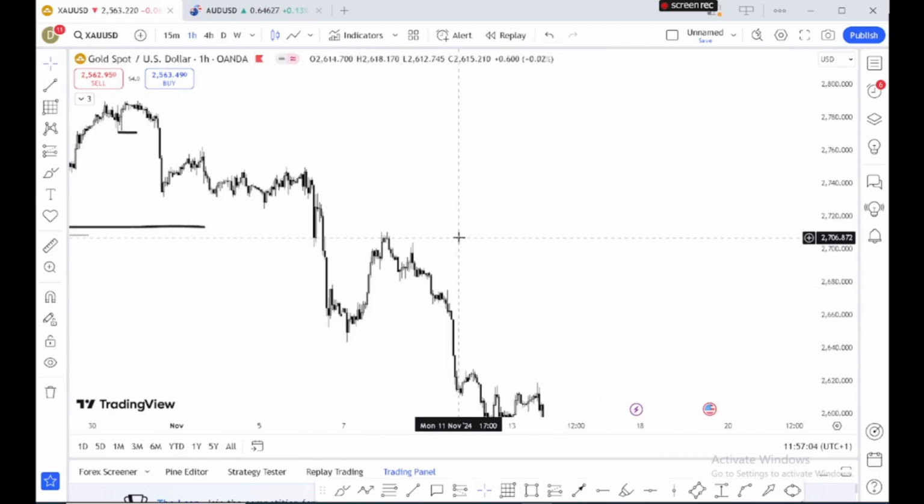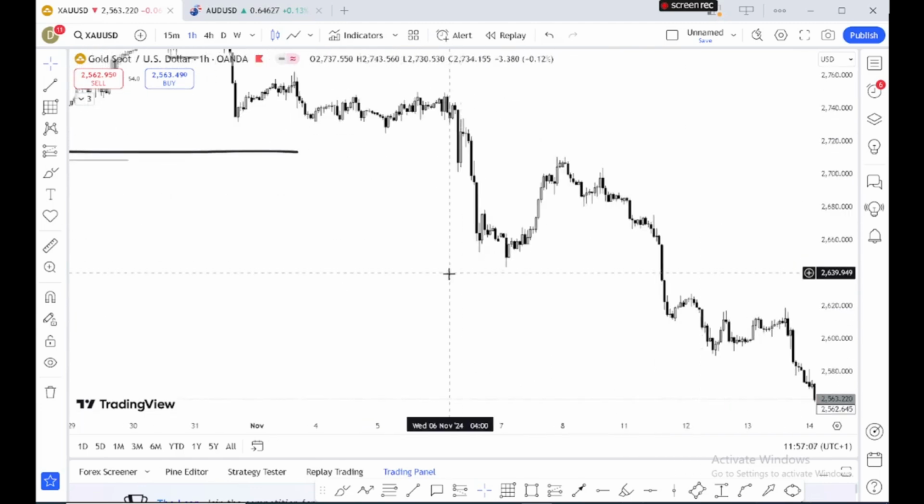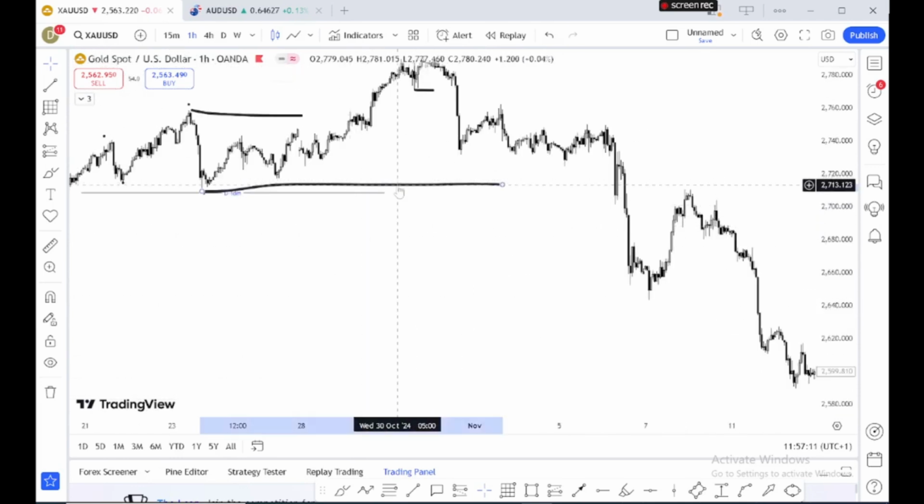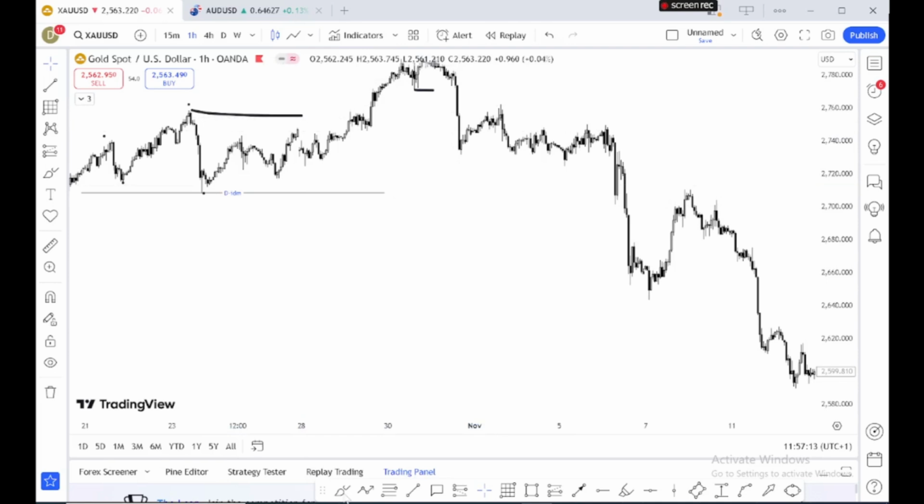So that's when I say, okay, if this is the case, look at it. We had a change of character here. Let me remove this and let me mark it properly.